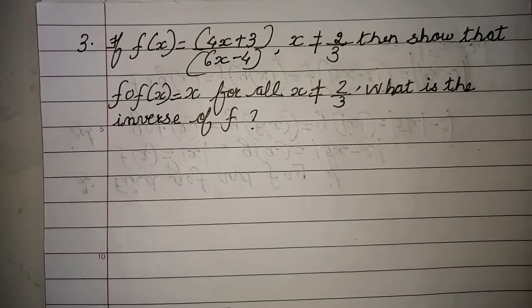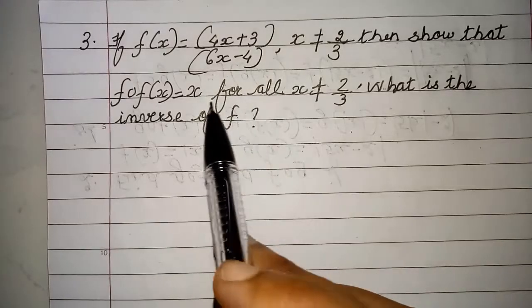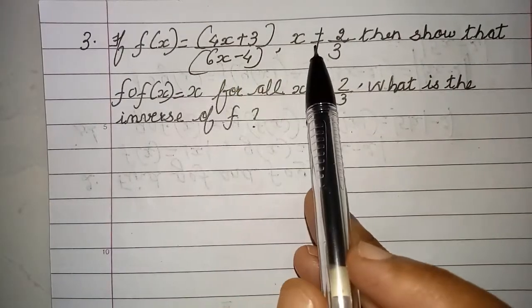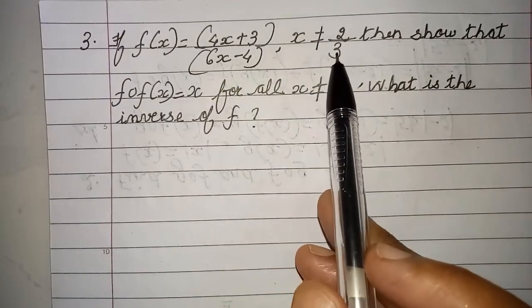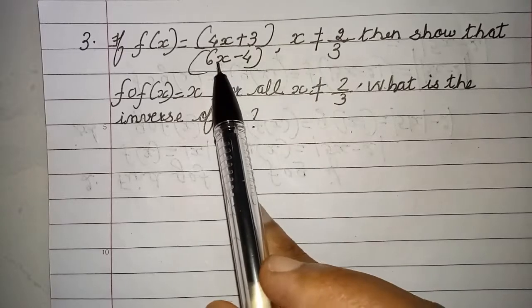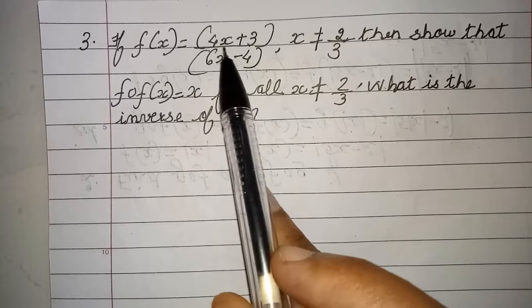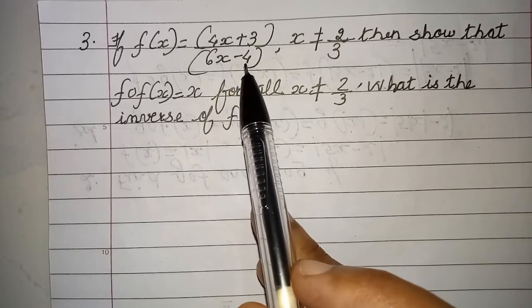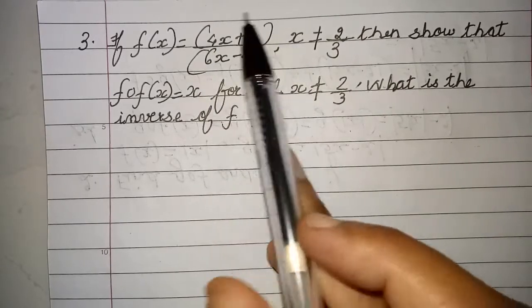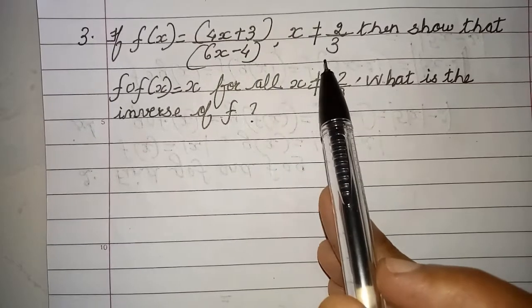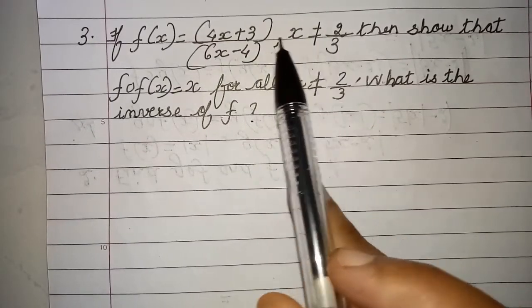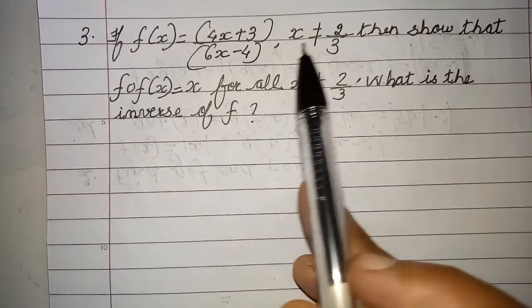Alright, so if you look at the problem carefully, children, there is a condition put on x not equal to 2 by 3. Why is it so? Because if I put here 2 by 3, then what will happen? This will take the value 4, and 4 minus 4 will be 0. So this function will not be defined. So they have taken utmost care that denominator is non-zero. So this function is well defined, right?